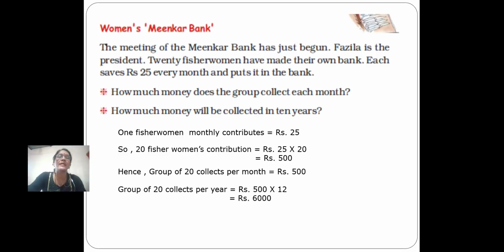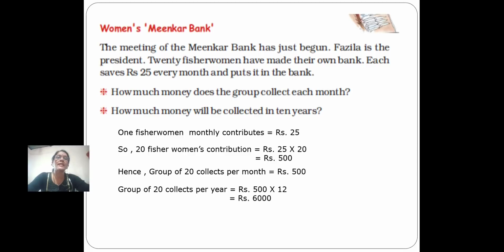And how many ladies are there? 20. So the group of 20 collects rupees 500 per month. Now I am calculating for 12 months. So 500 into 12. Now this multiplication also is very easy. Everybody knows the 12 table. 12 zeros are 0, 12 zeros are 0. What is 12 fives? 60. So the answer is rupees 6,000. So for 12 months, which means 1 year, they are collecting 6,000.